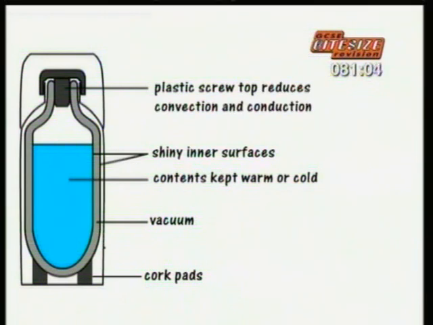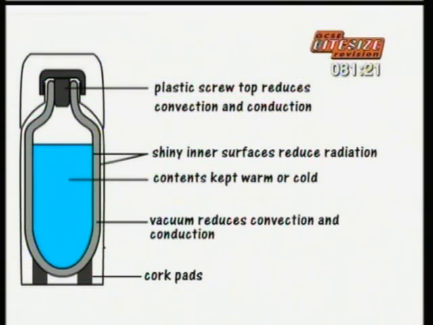The screw top stops convection from hot liquids through the neck of the flask, and the stopper is plastic, a good insulator, so that stops conduction. The inner container has a shiny surface to reduce heat loss or heat gain by radiation. There's also a vacuum between the two skins of the inner flask that stops heat travelling by convection and conduction. The cork pad supporting the inner flask is a good insulator, so it reduces conduction.